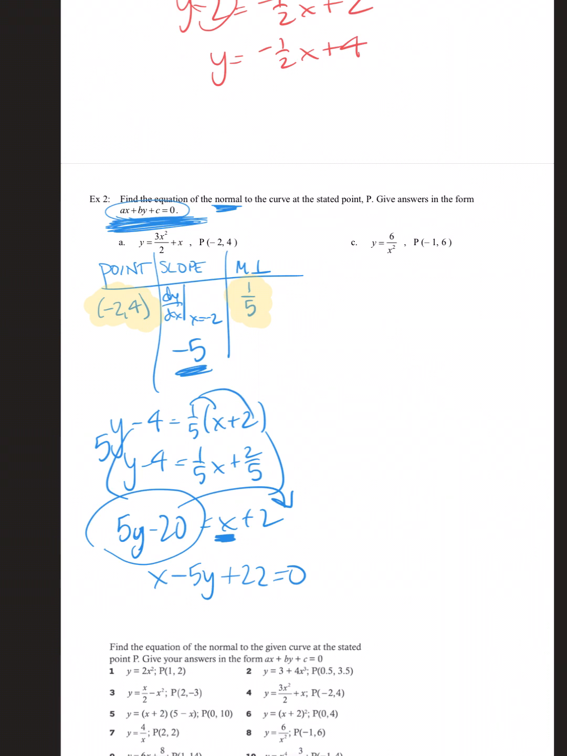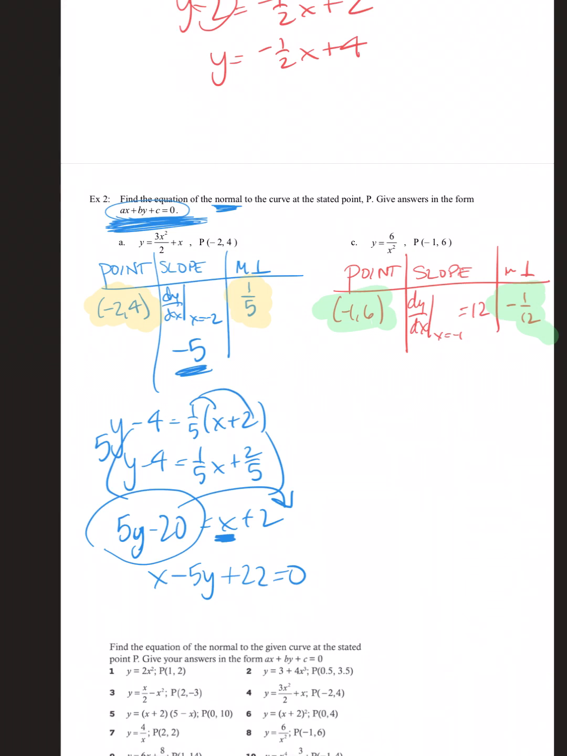Okay, so my suggestion at this point is to pause, try the next problem, and then unpause. Point, slope, perpendicular slope. All right, so again, point is given, the derivative with respect to x when x is negative 1. Again, this is where you use your calculator. This one comes out to be 12, which means our perpendicular slope is negative 1/12. Okay, here we go. Using this and this, and again, let me highlight that for you.